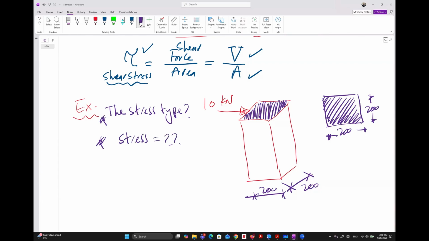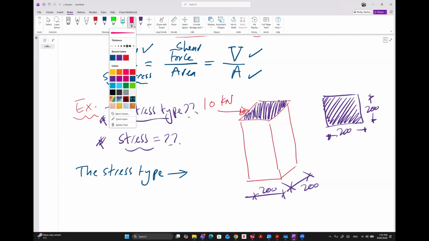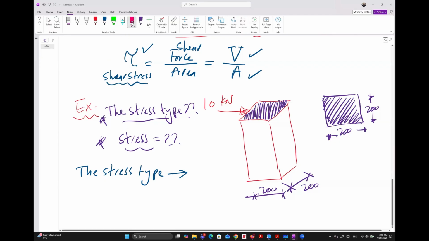So this one is to explain what I meant in the previous example. So what is the answer for the first question, guys? Do you notice the stress type in this case? We have only two to select from. What are the two? Shear or normal. In this case, it will be shear stress.